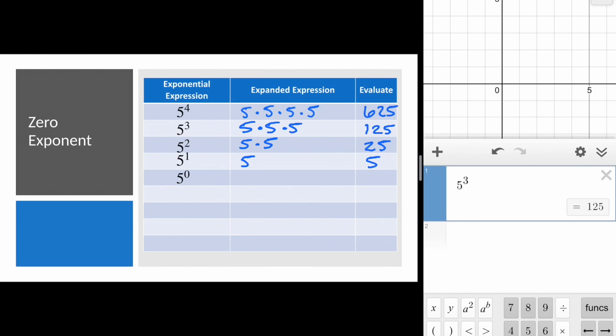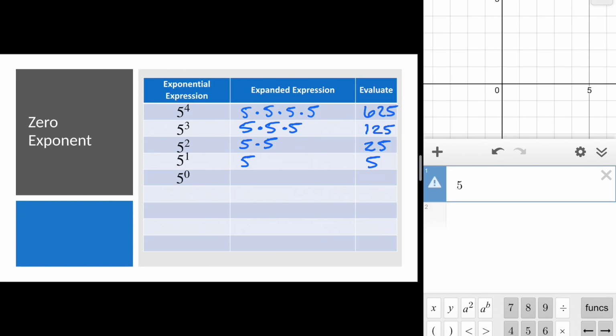What about 5 to the 0 power? How many 5s do we write for 5 to the 0 power? We don't write any 5s. Okay, so we need a placeholder there. What number can we use for a placeholder? 0 or 1? Okay, let's figure out what it's going to be.